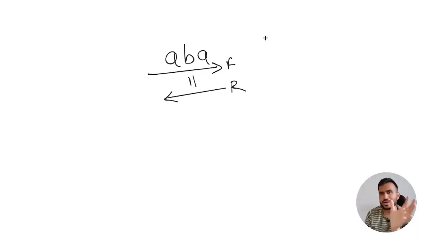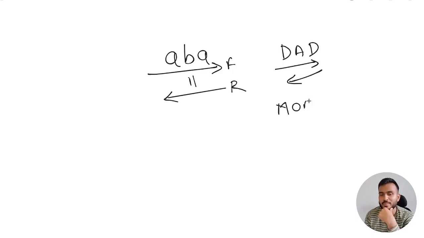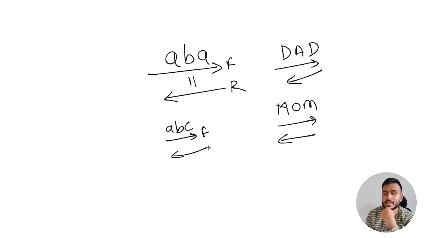All right, so I hope you are clear with the concept of palindrome. I can give you a few more examples. For example, DAD, dad. If you read it this way or this way, it is always going to be a palindrome. Similarly, MOM, mom, it is a palindrome. So these are examples of palindrome. But let's take an example of a string which is not a palindrome. For example, ABC. This is not a palindrome because if you read it in the forward direction, it is ABC, but in the reverse direction, it is CBA. So it is not the same.